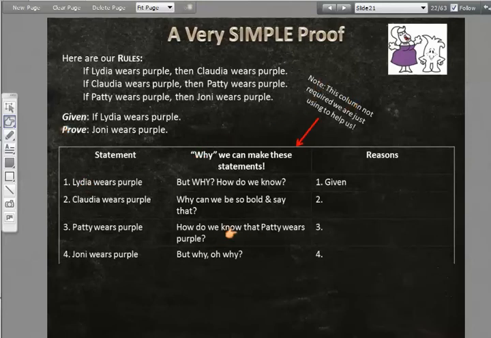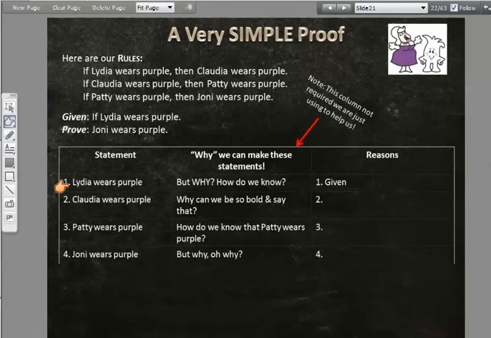First, let's look. I put this note here. When I say we do two-column proofs, notice this has three columns. This column in the middle is just like our training wheels. It's going to go away, but right now I'm putting it there to help you understand what we're doing.